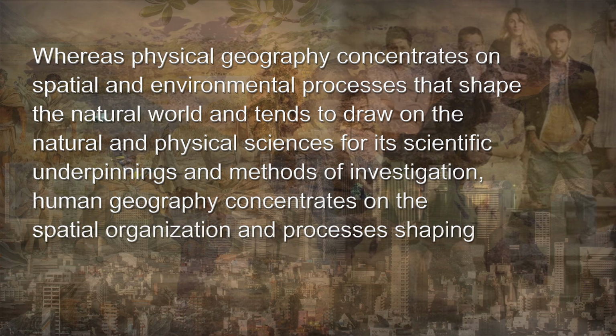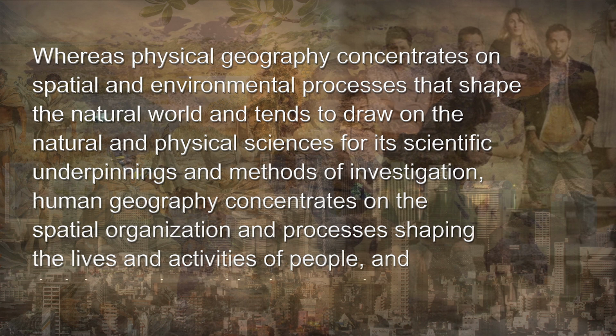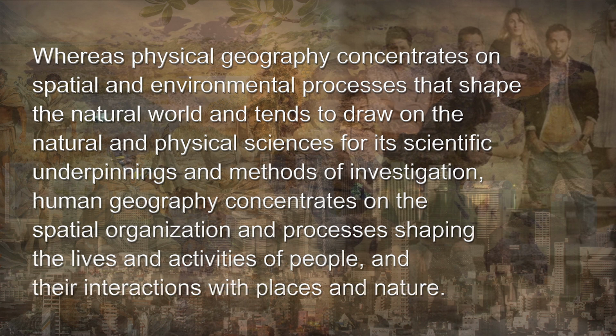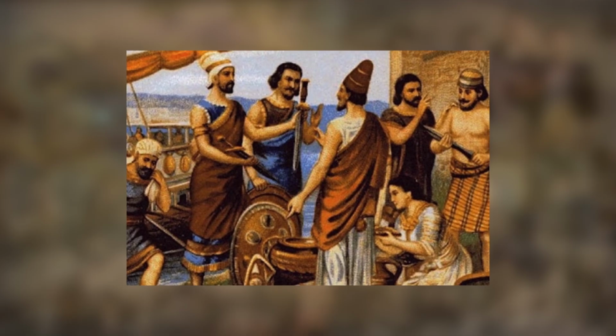Human geography concentrates on the spatial organization and processes shaping the lives and activities of people and their interactions with places and nature. Human geography is more allied with the social sciences and humanities, sharing their philosophical approaches and methods.